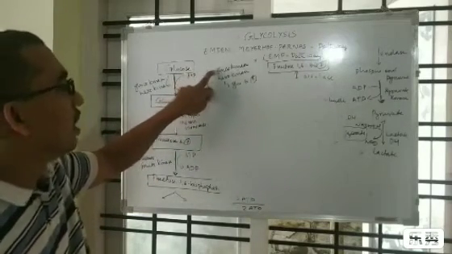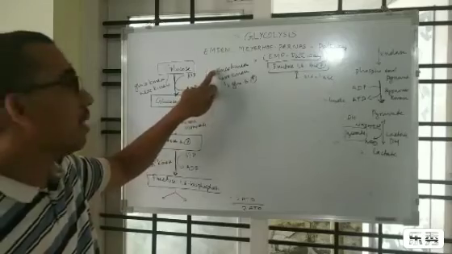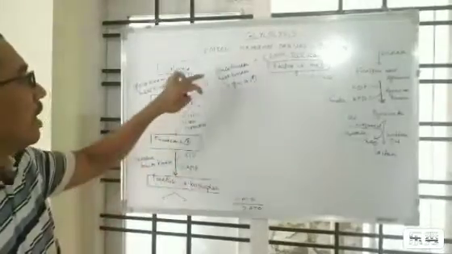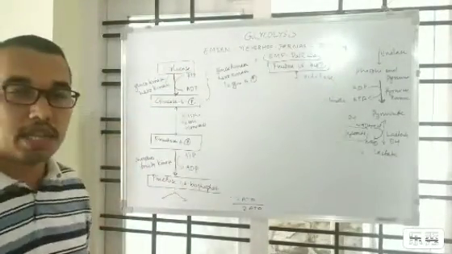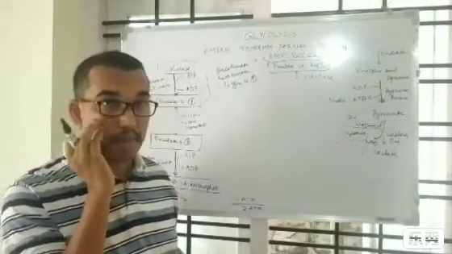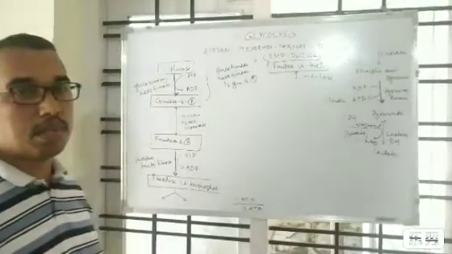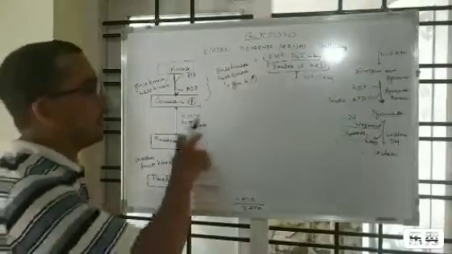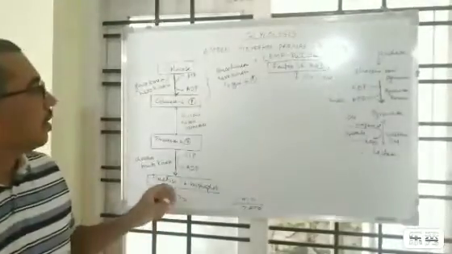Glucokinase is an inducible enzyme. Inducible enzyme means it is produced only when it is required. Glucokinase acts only when the concentration of glucose is high. So it is produced when the glucose concentration is very high. So it is an inducible enzyme. Hexokinase is a non-inducible enzyme.